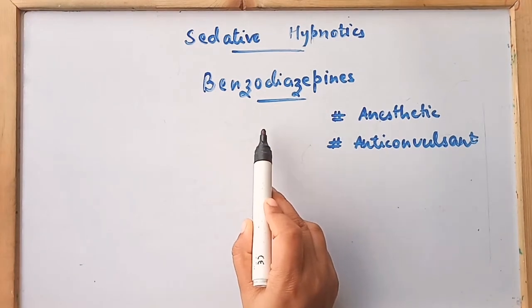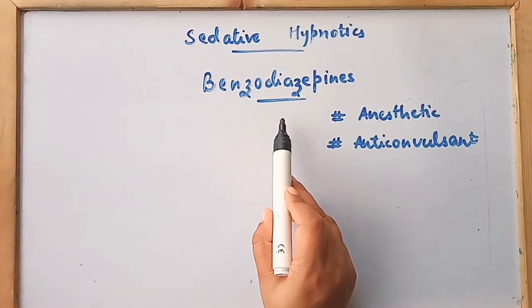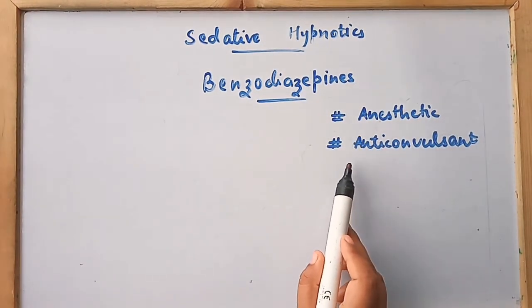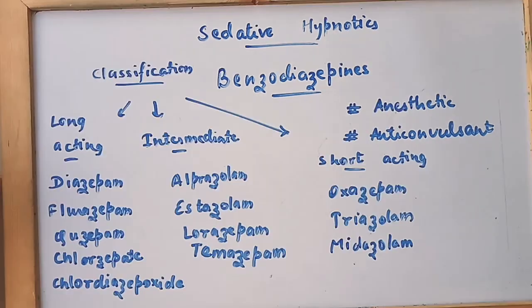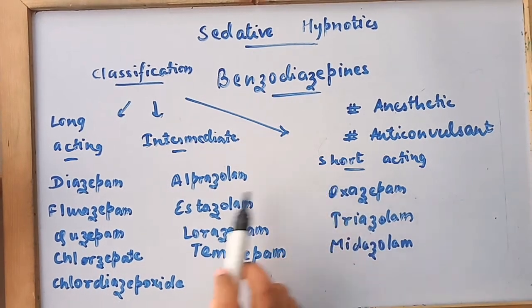So let's start with benzodiazepines. Benzodiazepines come under the category of sedatives and hypnotics. Benzodiazepines are also used as anesthetic agents and as anticonvulsant drugs. Let's see the classification of benzodiazepines. They are classified as long-acting, intermediate-acting, and short-acting.